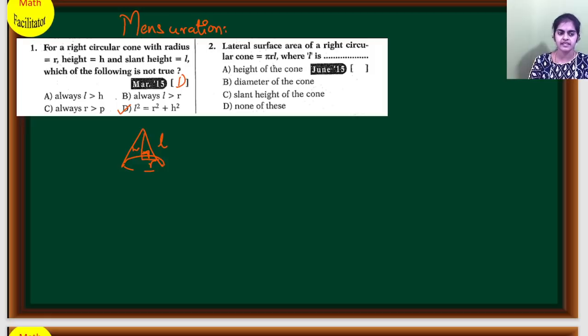Lateral surface area of a right circular cone is pi RL, where L is the slant height of the cone. R, H and L will be the radius, height and slant height of the cone respectively. Then express L in terms of R and H. So L square is R square plus H square, or L you can write as root over R square plus H square. So option B is correct.